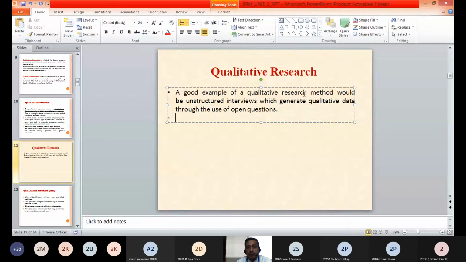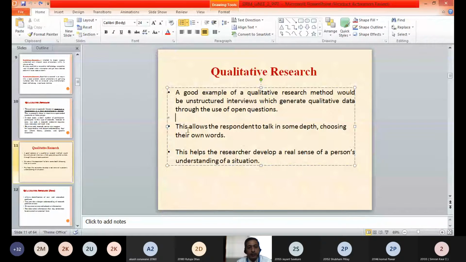So a good example of qualitative research method would be an unstructured interview which generates qualitative data through the use of open questions. So open-ended questions. So those questions wherein the respondent is made free or made open to answer whatever comes to his mind, or whatever way he wants to describe that particular problem or the reasons for that particular problem.